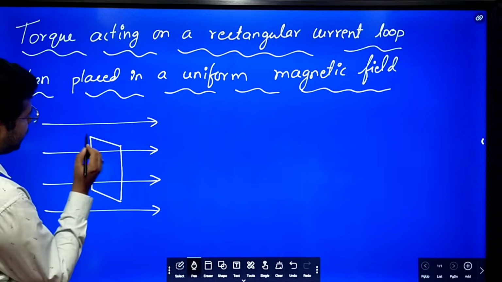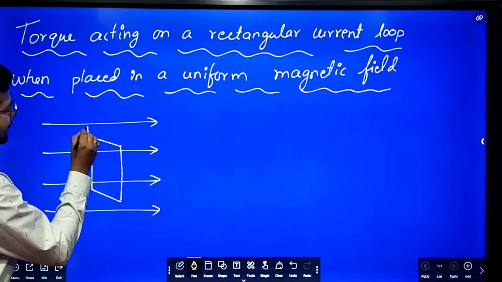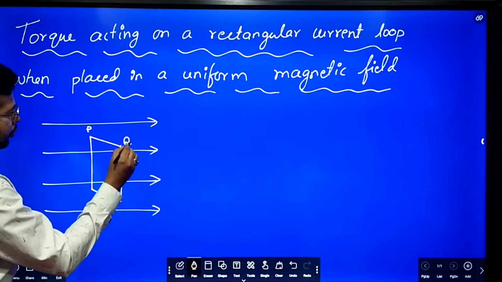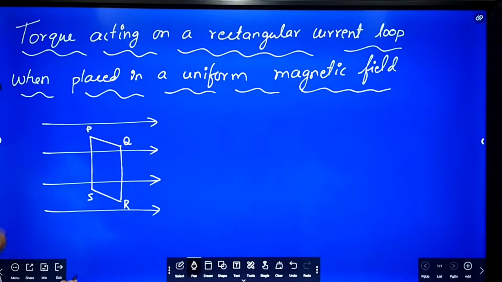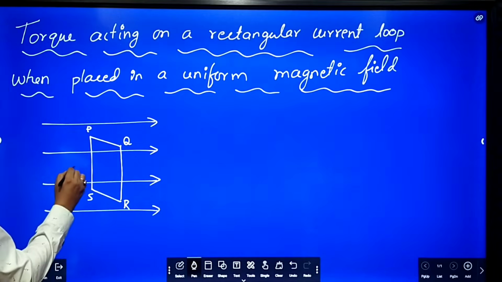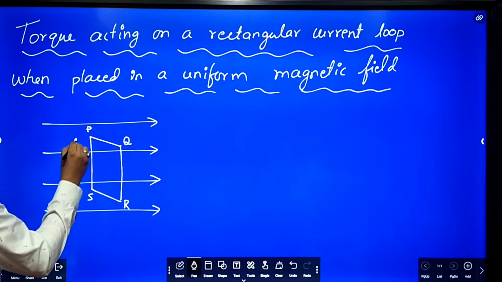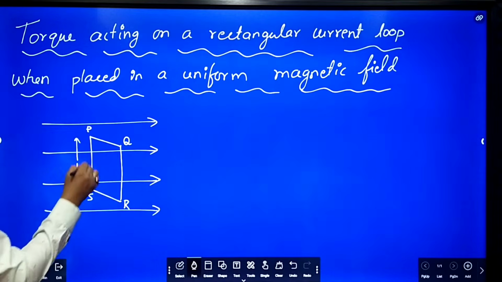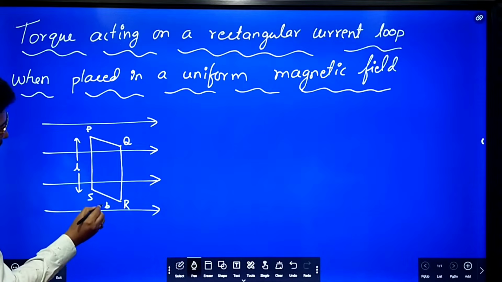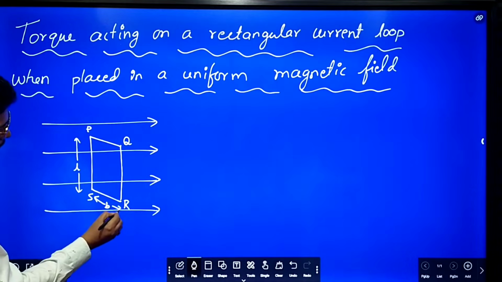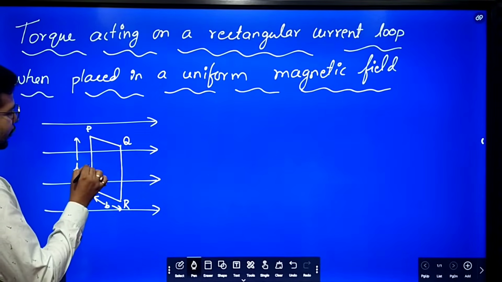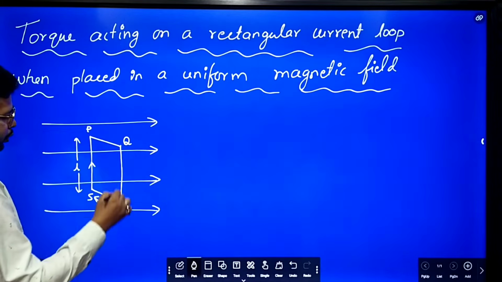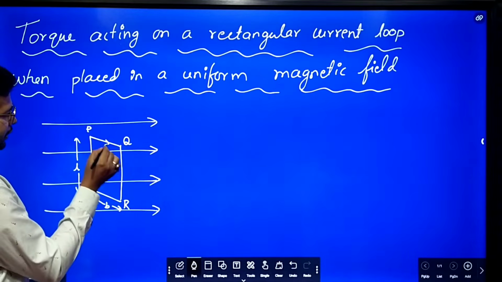I'll name this loop as P, Q, R and S. This is the rectangular current loop. Say the length of PS is L. Length of this rectangle is L, and breadth, let it be B. Say the current is flowing like this: S, P, Q, R, S. Current is flowing like this.